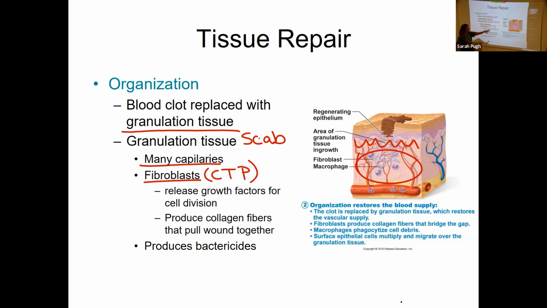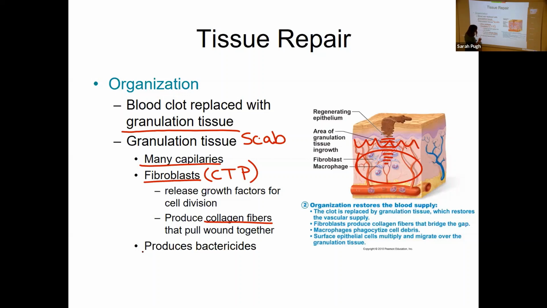Since these fibroblasts help to make that tissue, they're going to help to rebuild the tissue. They're also going to help make collagen fibers. Remember, collagen fibers are stronger than steel. So these fibers are going to span the wound, right? They're going to span the wound, and they're going to help to pull it together like a zipper. Okay?